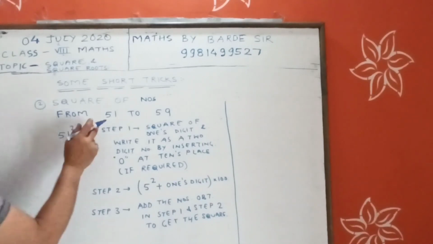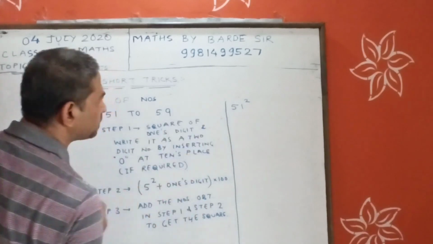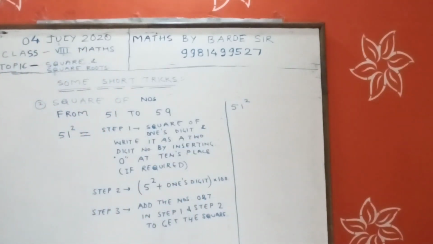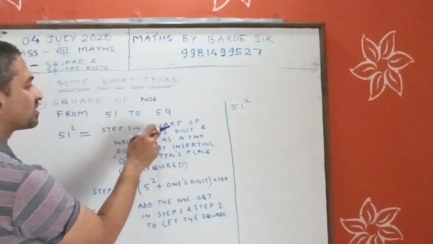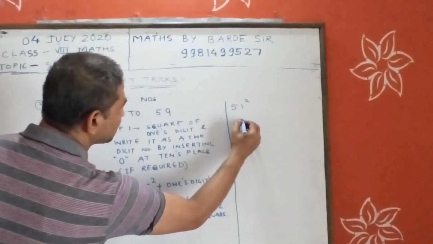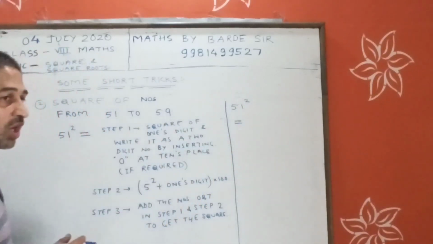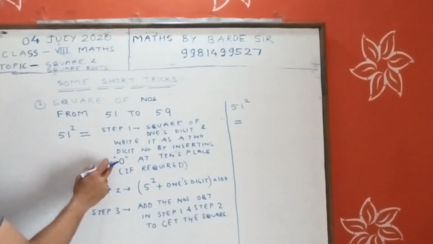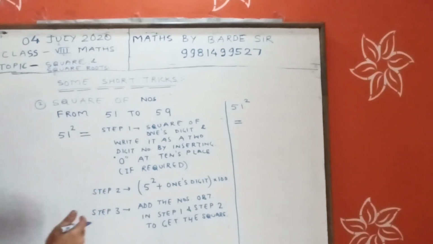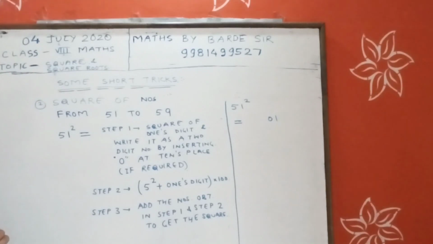Now if I take the first number as 51, see step number 1 says square of 1's digit. So square of 1's digit is 1 square. 1 square is 1. But here we have to insert 0 because it is a single digit. I'll write here 0, 1. Okay. This is the first step.